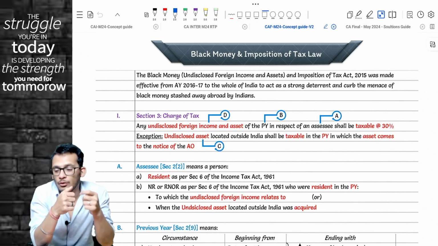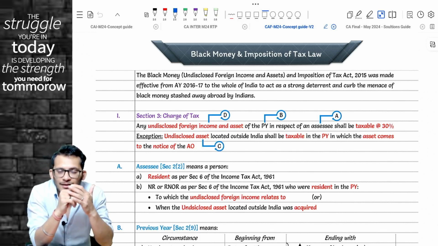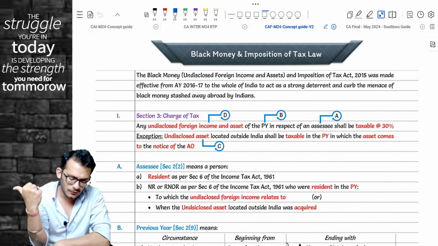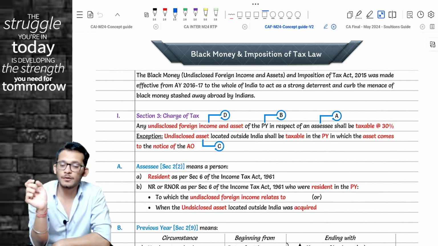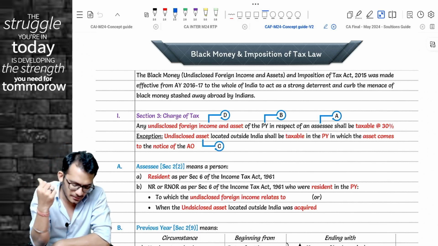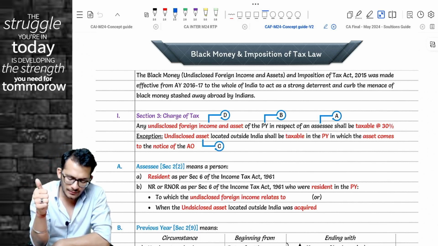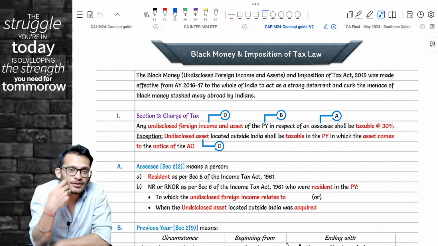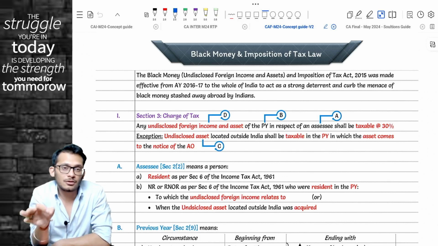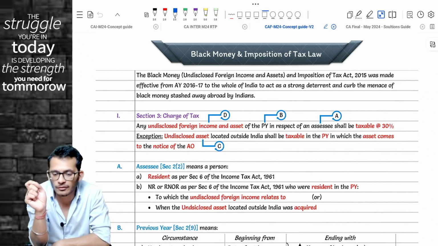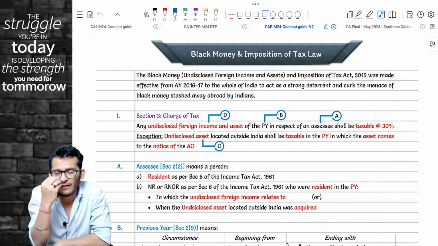Now, while I may be using the word Black Money Act, the actual name of the act is the Black Money Undisclosed Foreign Income and Assets and Imposition of Tax Act 2015. Yes, it's a very lengthy name. A recent addition to your syllabus. Expect a question from this coming in the exam this time, because in the recent RTP which got launched also there was a question. A very easy and straightforward chapter, nothing complicated about it.